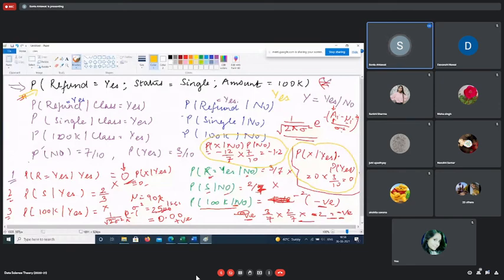Why? Because this value, P of X given no with P of no, is less than P of X given yes with P of yes. That's why it belongs to yes class. But if this value had not come negative but positive, I mean if this +2 comes and this value becomes positive, definitely it belongs to which class? Which class? No. It will belong to no class.